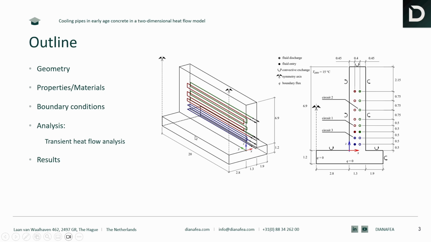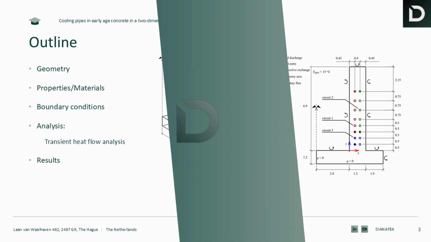Next, in the results, we will show how, for example, the degree of reaction of this concrete changes with time, and also how the temperature changes inside the concrete as well as the cooling pipe. And you can see that with Diana, without simulating the whole 3D structure, you can simulate a slice of this structure using the generalized plane strain model, and that will save you a lot of time if you consider the model relatively homogeneous in the longitudinal direction. So without further ado, let's go into the tutorial.